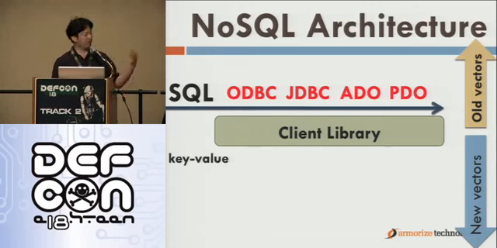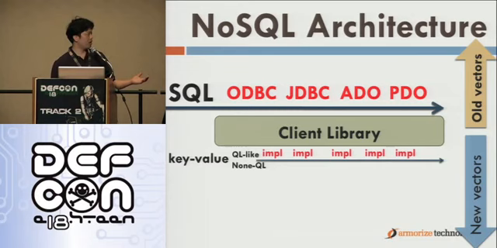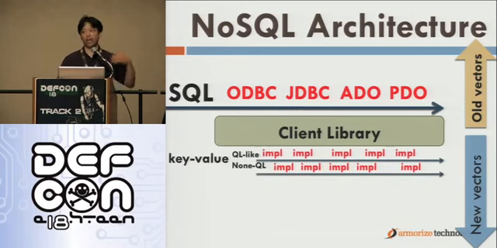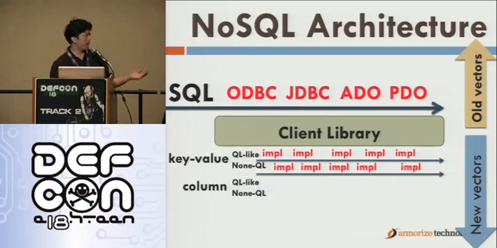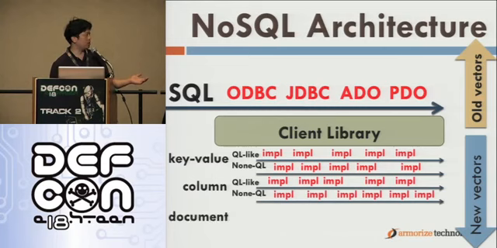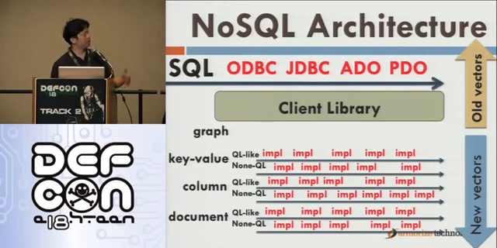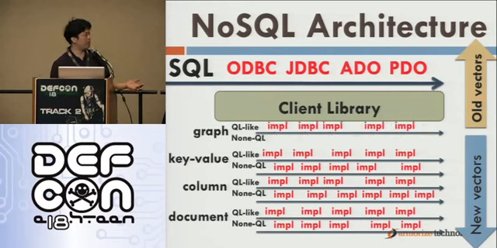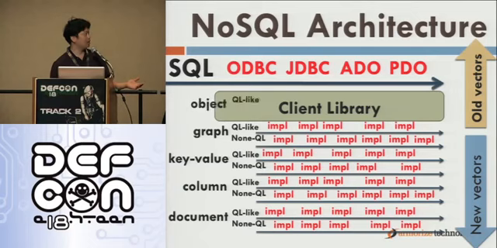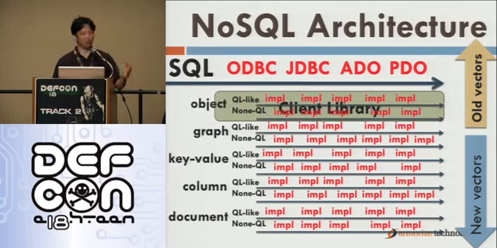Now, we have key value based databases, and they may implement at least two versions of their client libraries, the QL-like and the non-QL-like. And these two different versions would have a lot of different implementations. The same thing happens to column-based NoSQL databases, and to document-based NoSQL databases. Same thing happens to graph-based NoSQL databases, and to object-based NoSQL databases. So this is the landscape as we see it today.